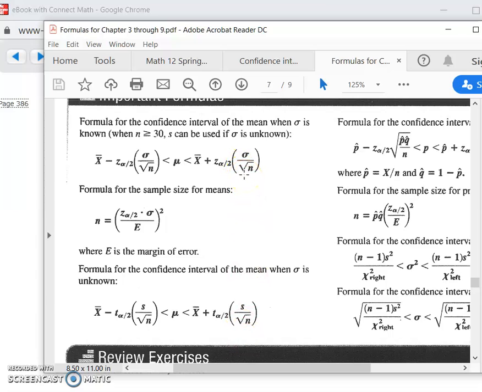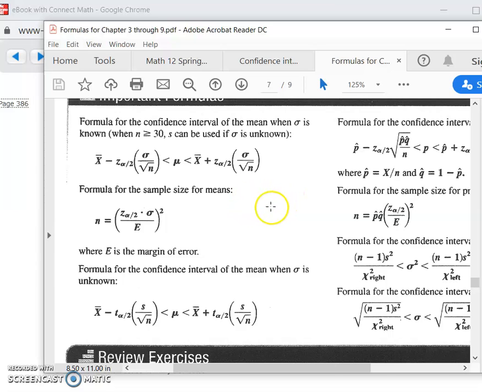Well, remember that as n gets large, t becomes closer and closer to being the z distribution. So for a large n, they're basically the same. They're close enough for government work to be the same, okay? So whether you have a z-score, the z value, or the t value, they're going to be getting closer and closer to being the same as n gets larger, okay?